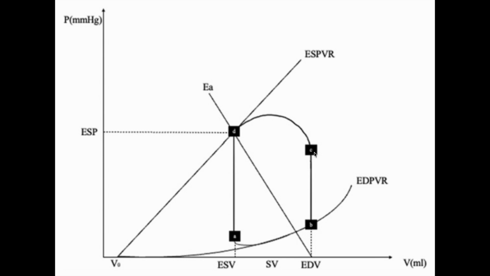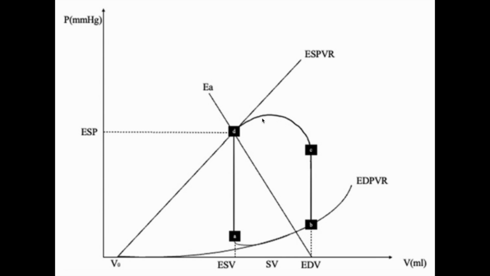So what you can see here from B to C, the heart is contracting. It has initiated the contraction, but the pressures are not high enough to open the aortic valve. So this is the isovolumetric phase. The volume doesn't change, but the pressure shows a sharp increase. This is the isovolumetric contraction.